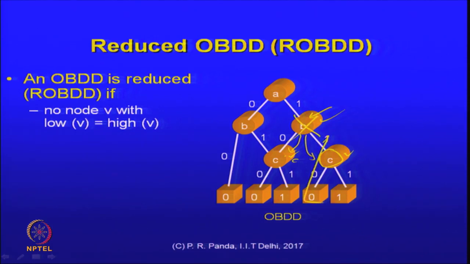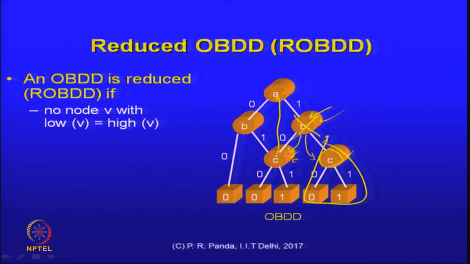First of all, I need to get rid of one of these subtrees because it is not necessary, they both represent the same function anyway. Right. But after doing that, after noticing that both the branches from B are leading to the same function, we can get rid of B and we just replace it by that structure. That is all that is there.